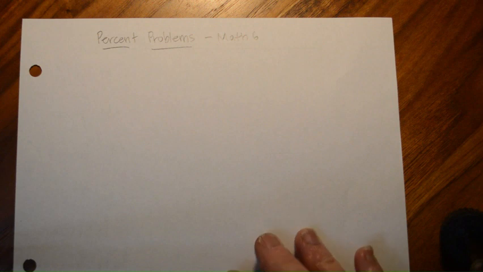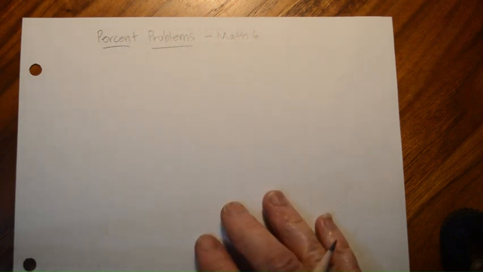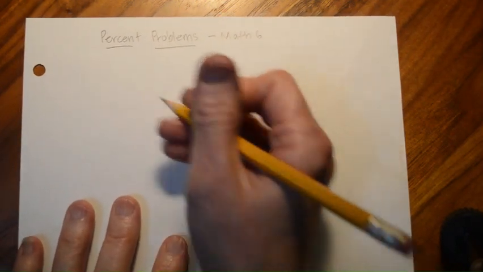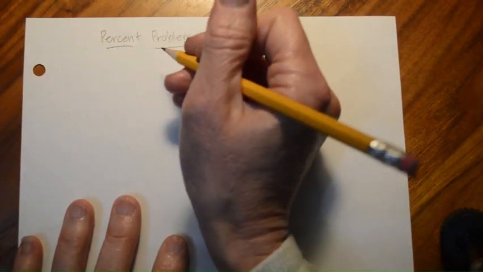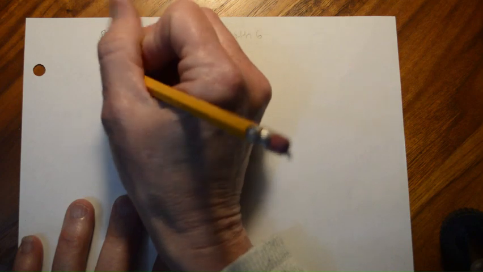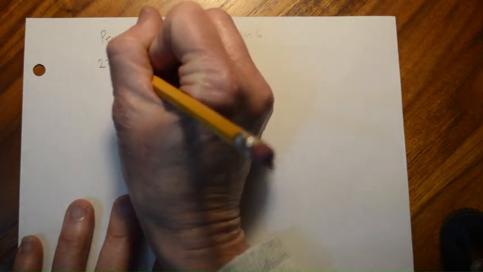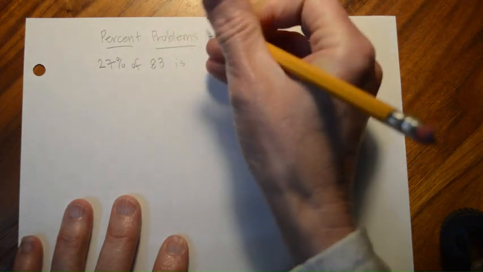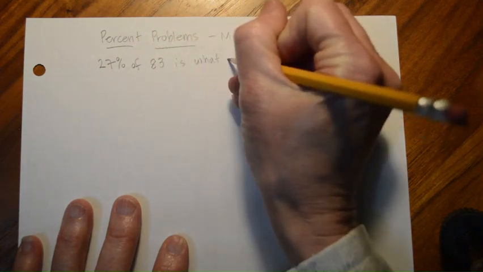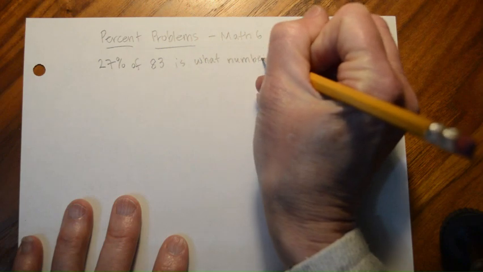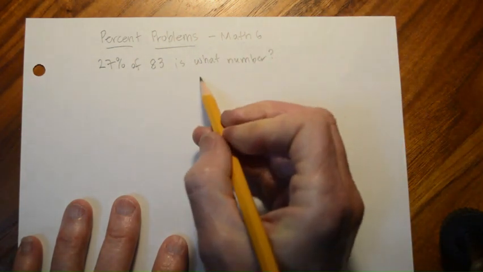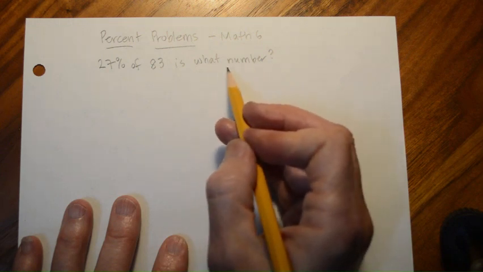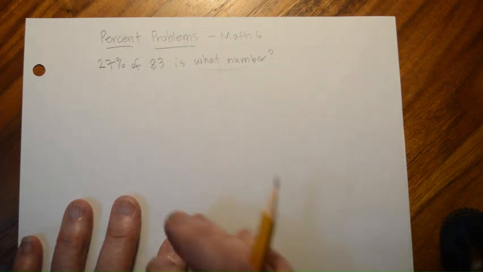So just a quick recap of what we have talked about in class so far, which is there are three basic types of percent problems. You can have a problem that says something like 27% of 83 is what number? And again, we mentioned that you could say what number is 27% of 83. We could have that question so that the what part comes at the beginning or the end.